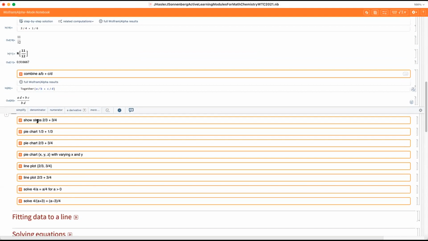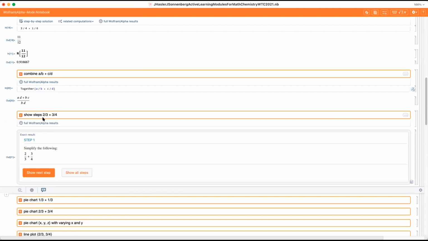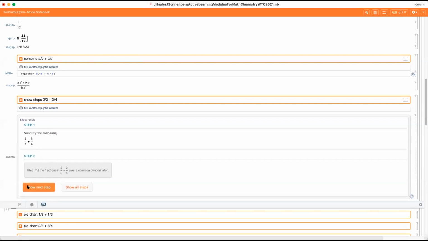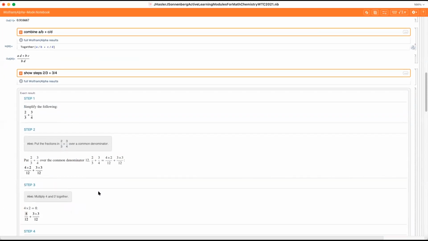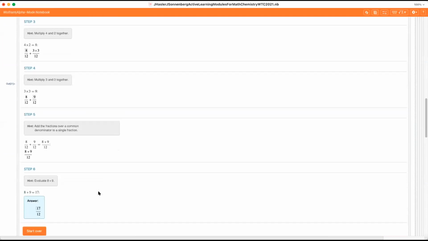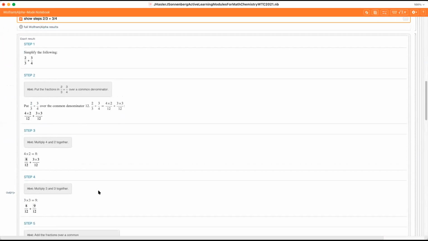Not only that, but in Notebook Edition, we have the power of Wolfram Alpha to show the steps here. So if we type in show steps 2/3 plus 3/4, then we'll find that this step-by-step solution pod appears here, and we can click show next step and show one step at a time. How does it compute out? Or we could click show all steps, and that will just show all those remaining steps that would allow us to compute out the answer of 17/12 here for when we add these two fractions.